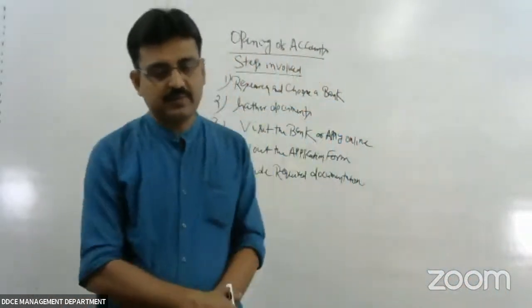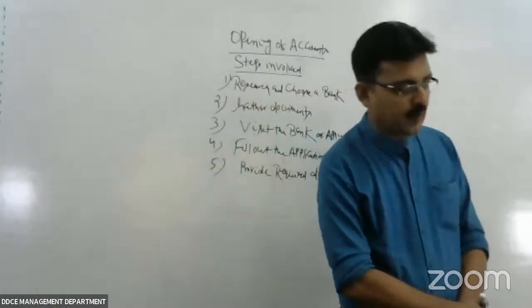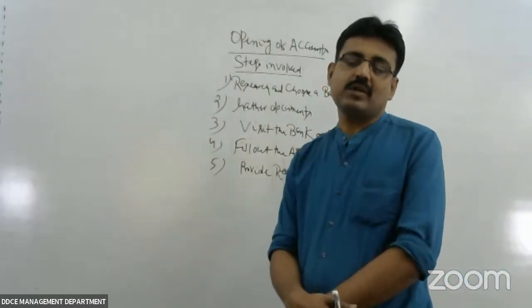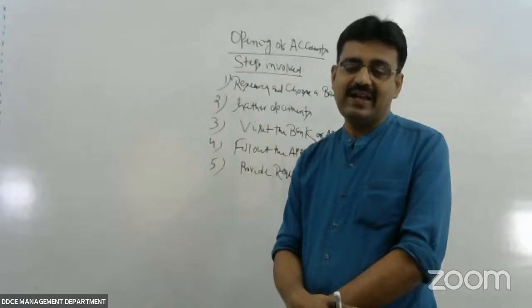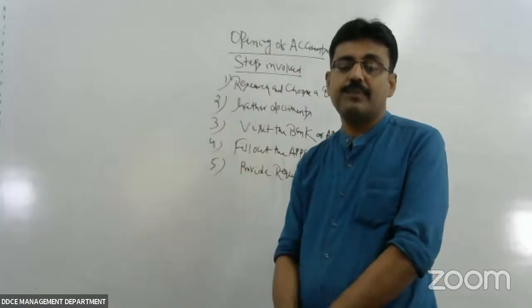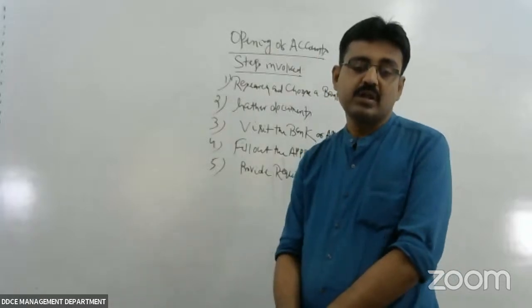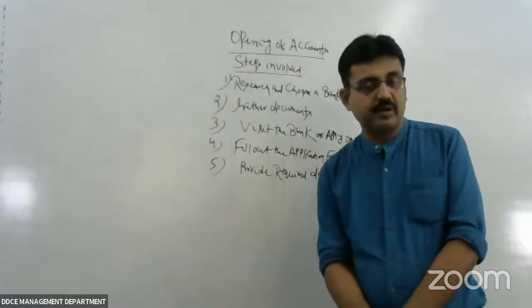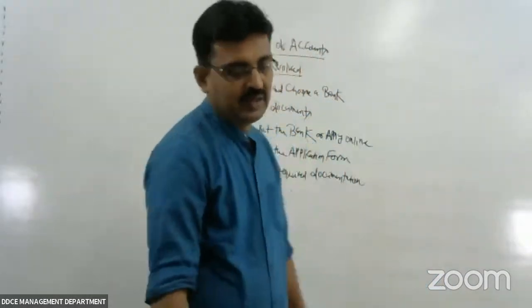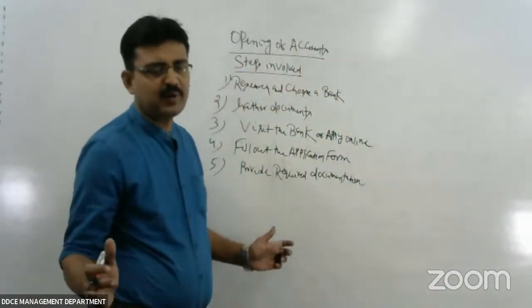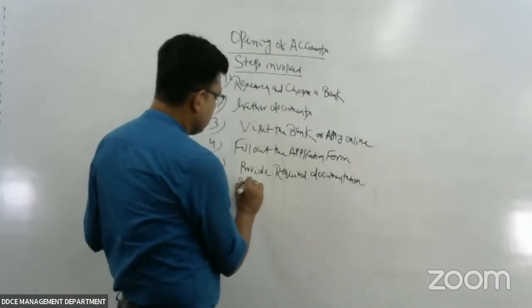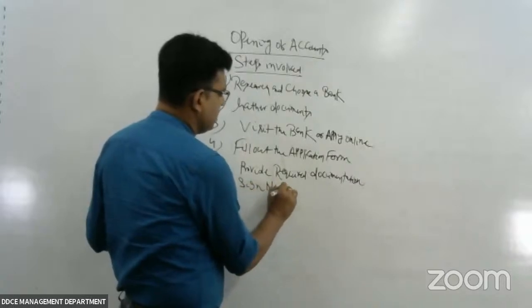Once you give the application form and the required documentation, you are supposed to enter into an agreement with the bank, because you want to open the account, you have filled up the form, you have given all the required documents. So after that, they will ask you to enter into an agreement whereby you need to sign those agreements. Many times in the application form itself, the agreement is attached. So the sixth one is sign necessary agreements.